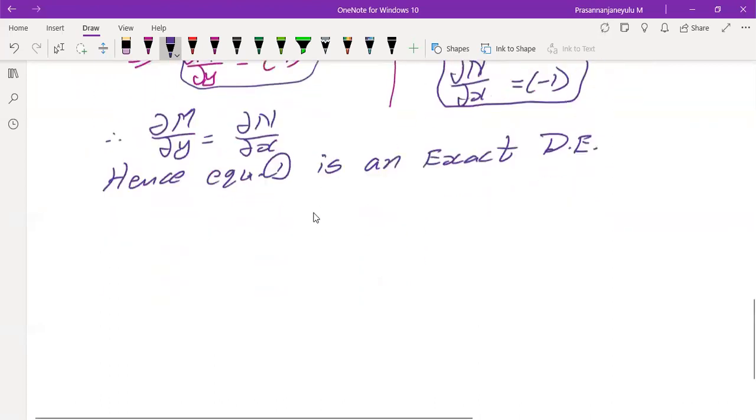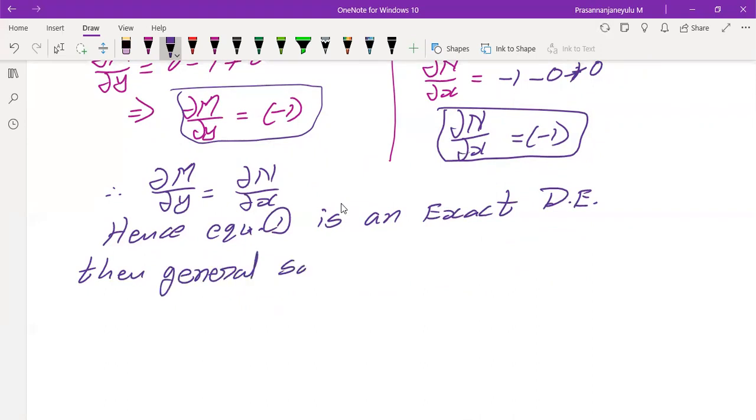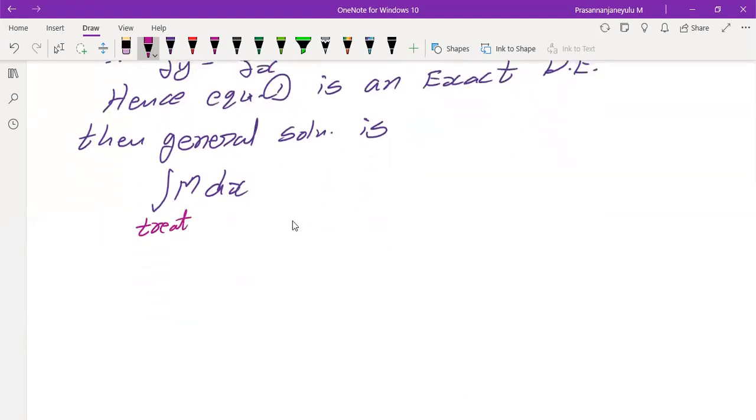What is the formula? If it is exact, then only we have to write the general solution. What is the formula for this general solution? Integration of m into dx. What do we have to take as constant here? Treat y as constant. While you are doing the integration, we have to treat y in this first term as constant.